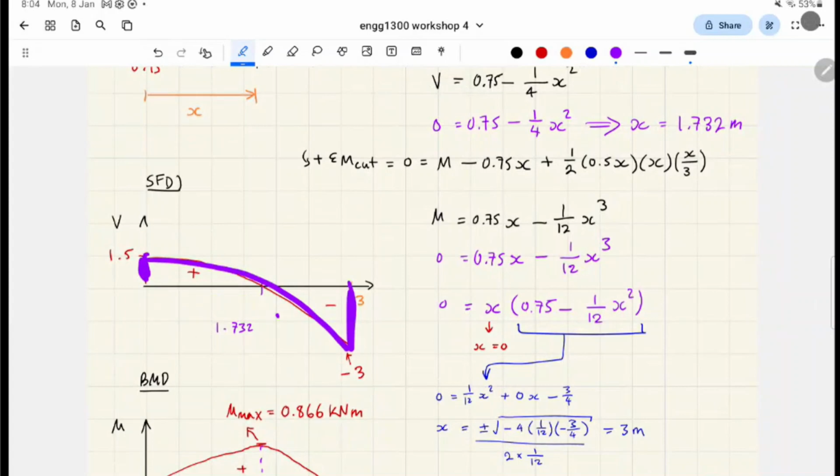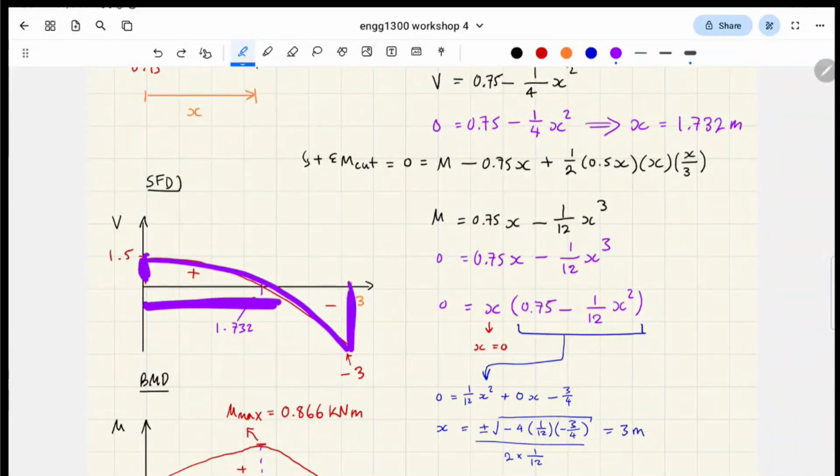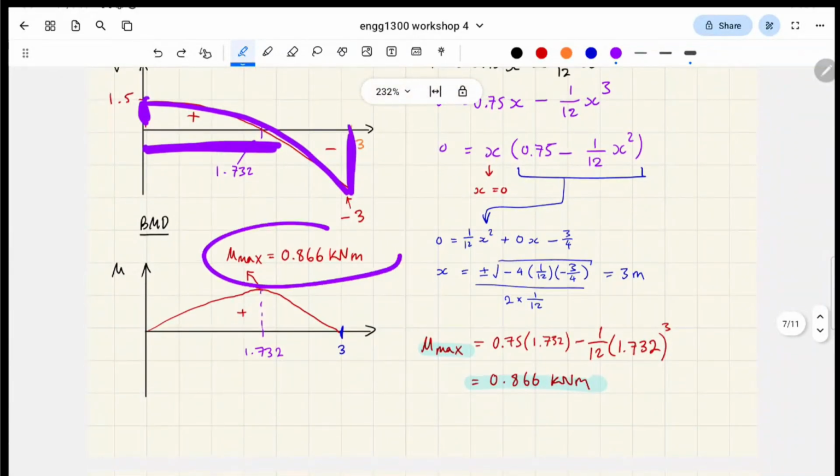You're going to have trouble finding 1.732 without having the functions, and you're also going to struggle finding the max moment because of that. I see. Okay, that's the reason. Thank you.